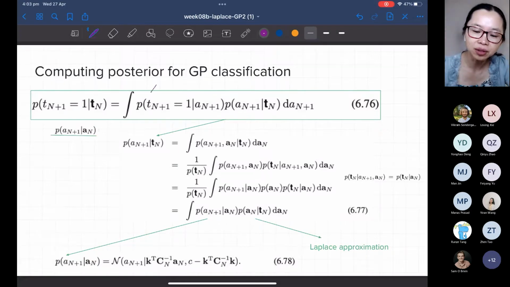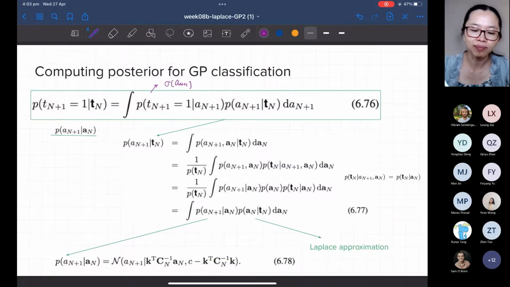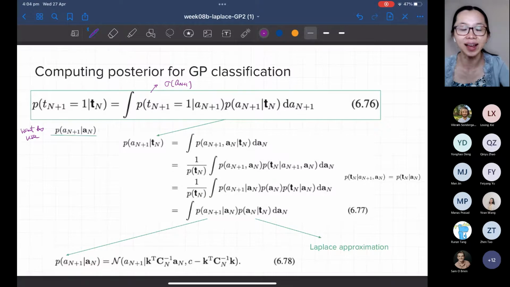So for the first term, it's essentially the sigma of An plus 1. So we know how this works. So maybe we can leave it for now. The second term involves T of Tn and An plus 1. What we really want to use is the GP result, basically the predictive distribution of the Gaussian process regression involving the A's, right? So we don't have that yet.